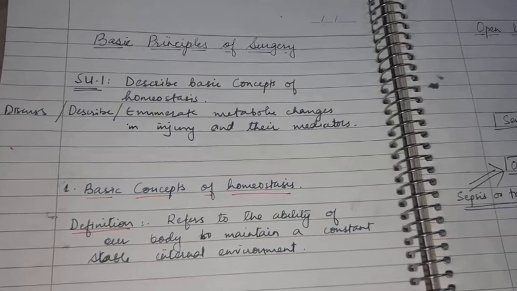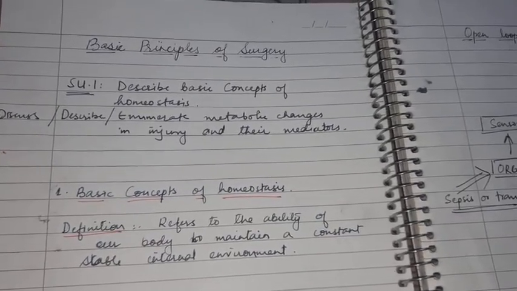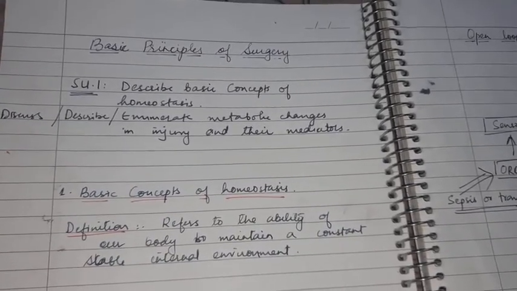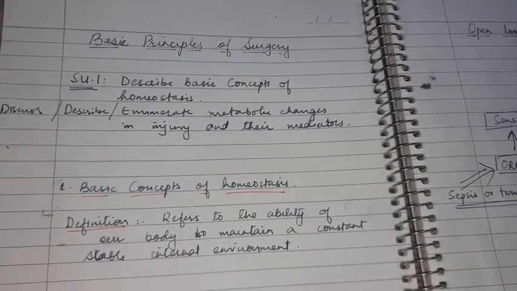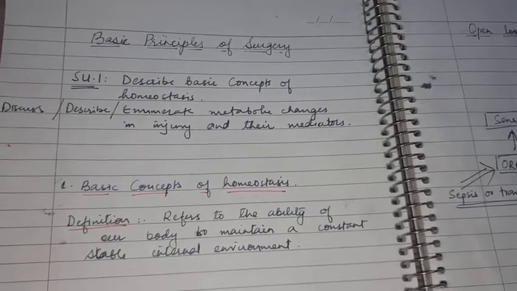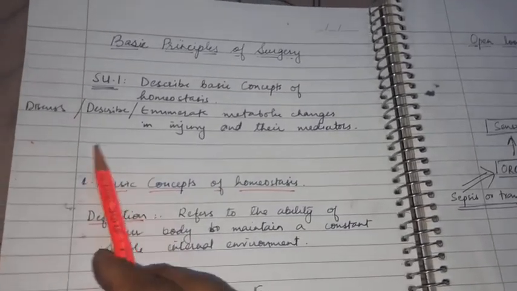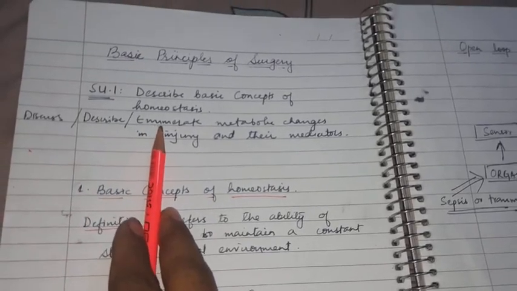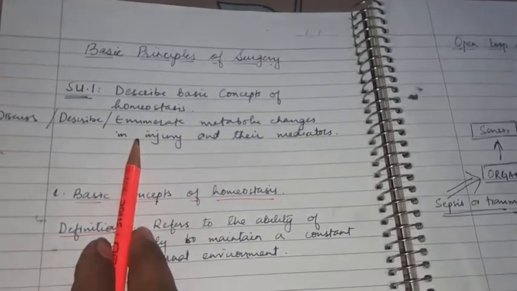So the first chapter in surgery is basic principles of surgery, and the first module here is describe basic concepts of homeostasis. This may also come as a direct 10-mark question for you, in the form of describe basic concepts of homeostasis and describe or enumerate metabolic changes in injury and their mediators. So it can be discussed. They may ask you to describe or they may ask you to enumerate.